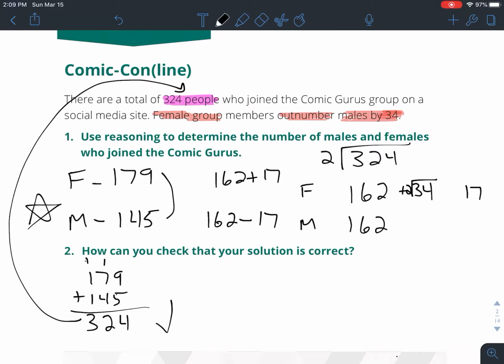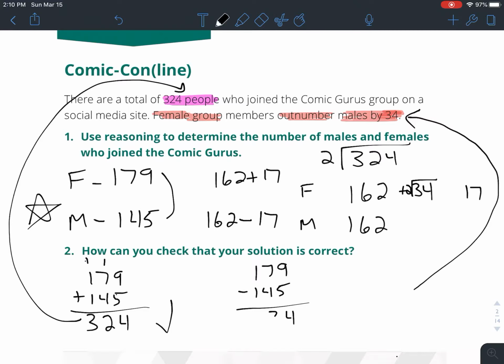That's one way to check. Now, let's check and see. If we take 179 minus 145, let's see if we come up with this number here of 34, being the difference. 9 minus 5 gives you 4. 7 minus 4 gives you 3. 1 minus 1 gives you 0, which is 34. So this works. That's a way to check your work, so you know that this problem works that way.